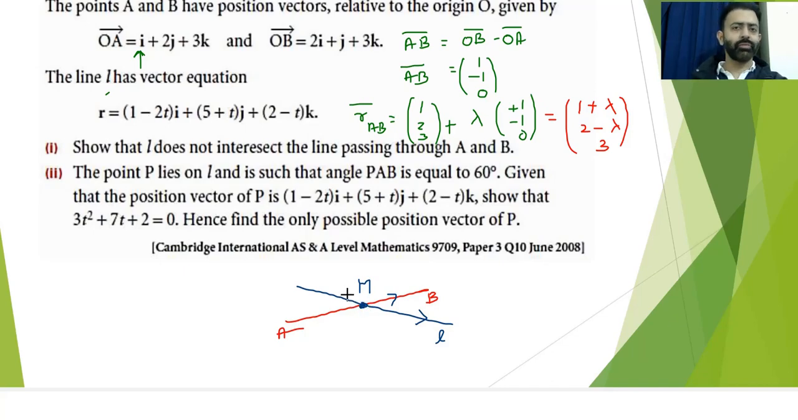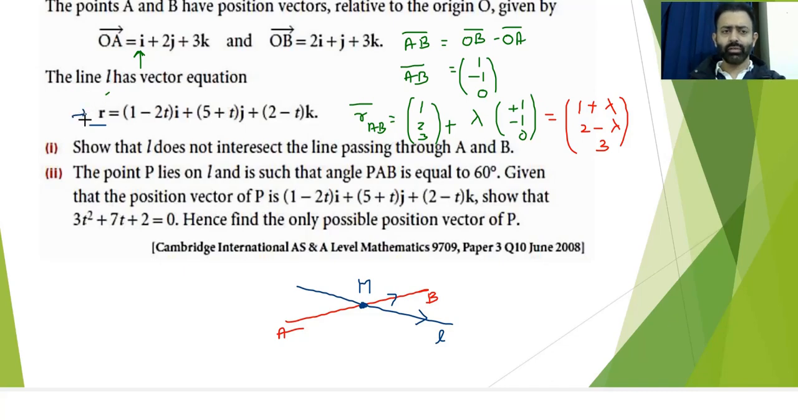Okay, so let us first assume that these lines are intersecting. If they are intersecting, then the position vector r of AB and the position vector of L should be the same. The meaning of same is that the x, y, and z components should all be equal to each other. If there is a single point common to both of these straight lines, the position vector is the same for the two lines at that point of intersection, right?